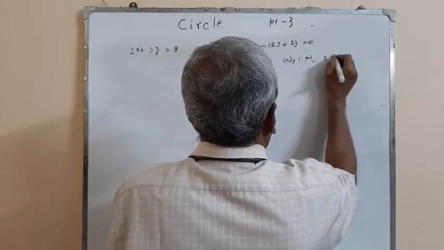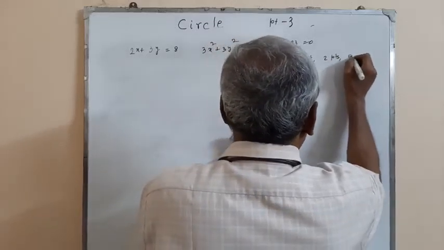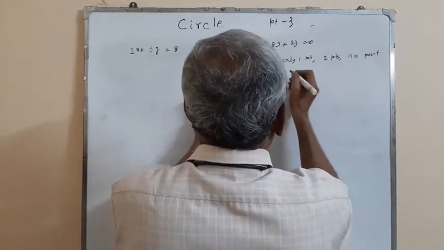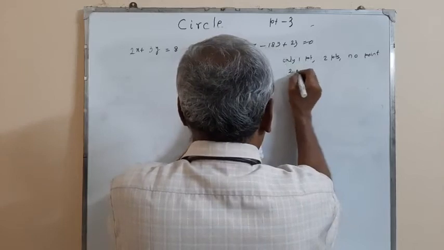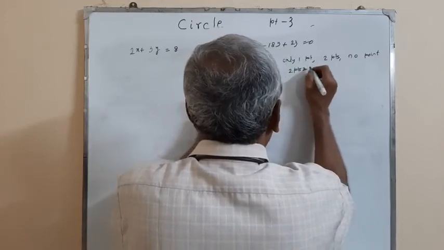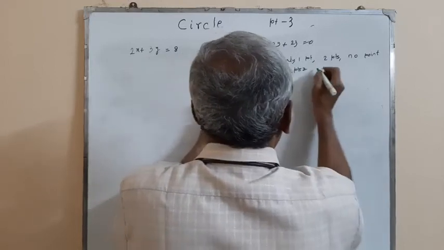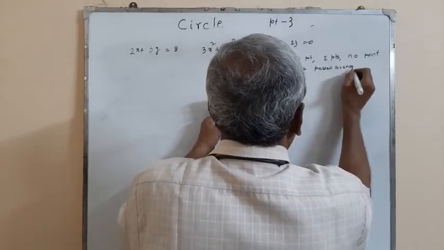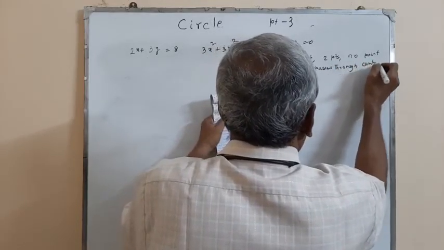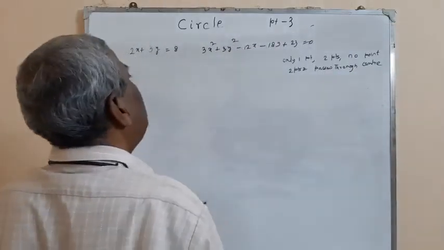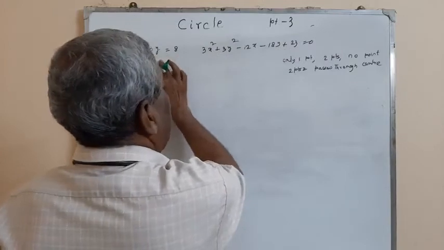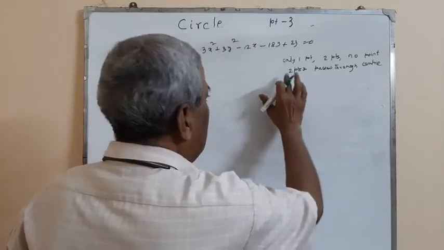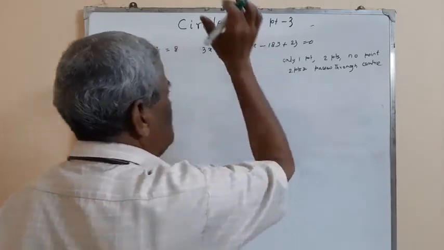Number 2, 2 points. At no point. And the last option is 2 points, and it passes through the center of the circle. So the options are in how many points this straight line meets this circle: 1 point, 2 points, no point, and 2 points but it passes through the center of the circle.